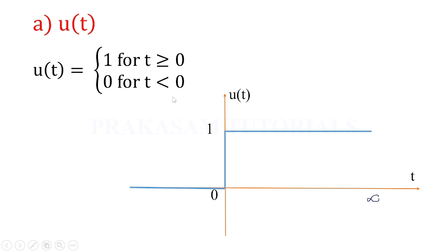And for t less than 0, meaning minus 1 to minus infinity, the strength of the signal is 0. So 0 means on the x-axis. So this is the graphical representation of the unit step signal.